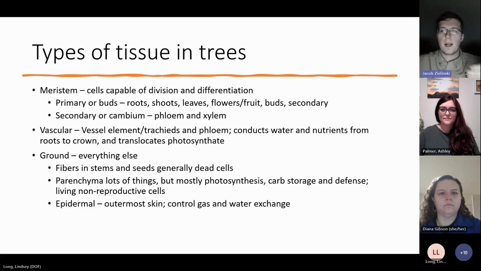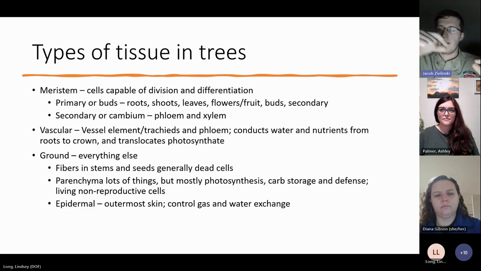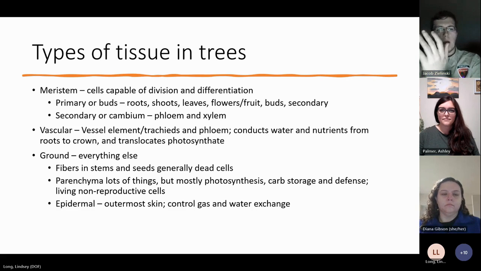So that's the wood fibers, these dead fibers, the parenchyma, which is that ray thing that was coming out labeled in that one diagram. We can go to that after this. And then the epidermal, which is that single cell on the edge right underneath the bark, controlling gas exchange.